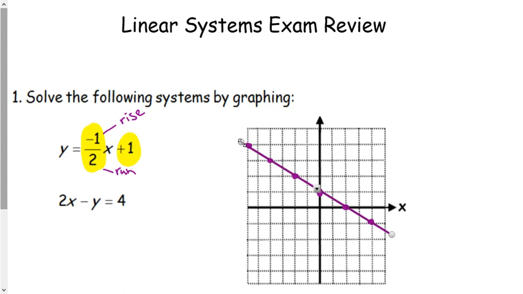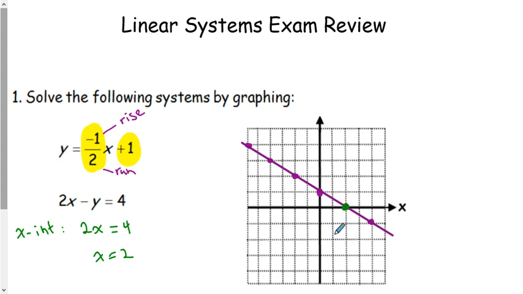All right, there's my very nice line. Let's do the other one now. The other one is going to be easier to graph using intercepts, x and y intercepts. So to find my x-intercept, I'm going to set y equal to 0. So I'm going to say 2x minus 0, so we won't write that because we're setting y equal to 0, equals 4. So divide both sides by 2, we end up with x equals 2. So that's my x-intercept. That's going to be right here.